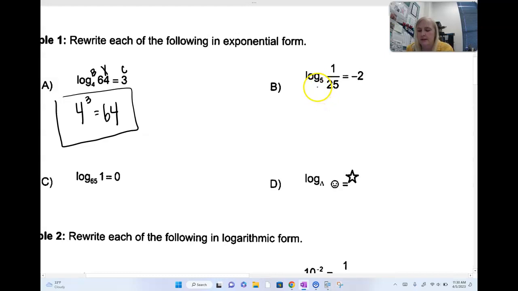All right, next one. So our base, 5 to the negative 2 equals 1 over 25. This is an important one to remember. On your assignment, you have negatives or you have fractions. You want to make sure that you understand when you have a negative exponent, it is going to make it into a fraction. It's going to bring that base down to the denominator, and you put 1 on the top in place of your fraction.